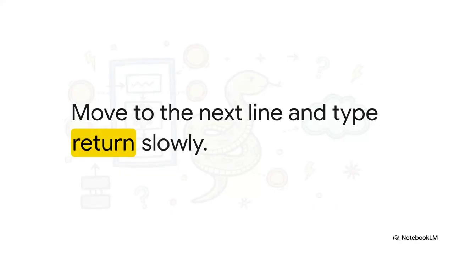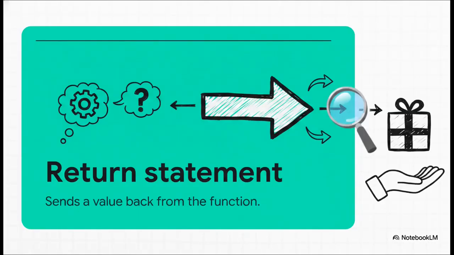So we absolutely need a way for our function to hand its work back to us, right? To do this, we move to the next line, making 100% sure we are still indented inside the function body, and type the word return. Let's define exactly what this does. The return statement is what officially sends a value back out from the function once it is finished running.